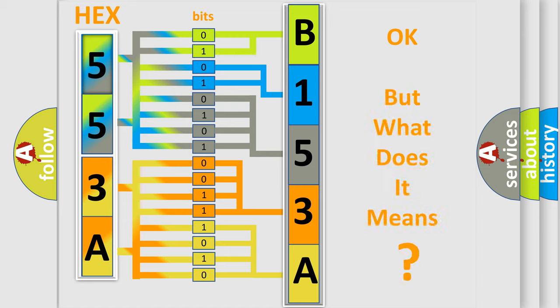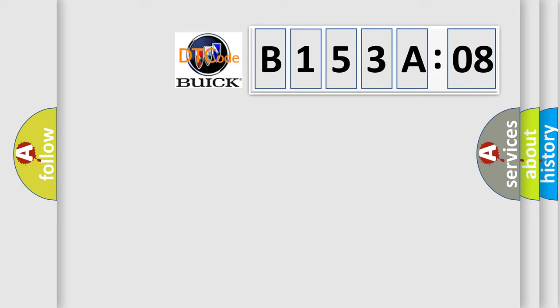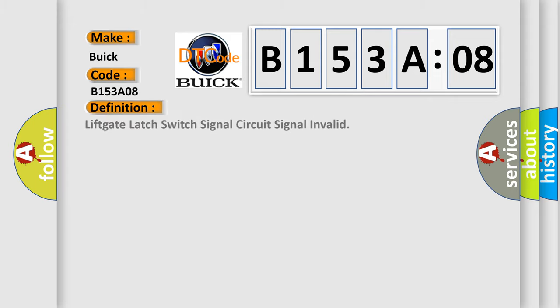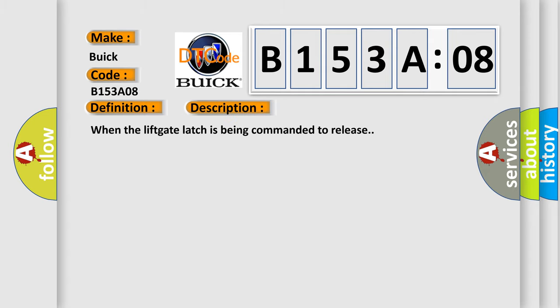The number itself does not make sense to us if we cannot assign information to what it actually expresses. So, what does the Diagnostic Trouble Code B153A-08 interpret specifically for Buick car manufacturers? The basic definition is Liftgate latch switch signal circuit signal invalid. And now this is a short description of this DTC code.